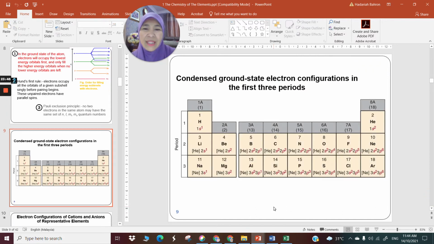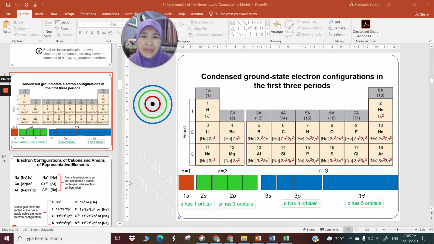Yep. So let me take you into this slide, which is the condensed ground state electron configurations in the first 3 periods. About the condensed ground state electron configuration in the first 3 periods, okay, this is not in your notes, so you can add them yourself. I have put all these drawings at the bottom just to illustrate and make you understand the concepts of orbital, the concept of electron configuration, and so on.